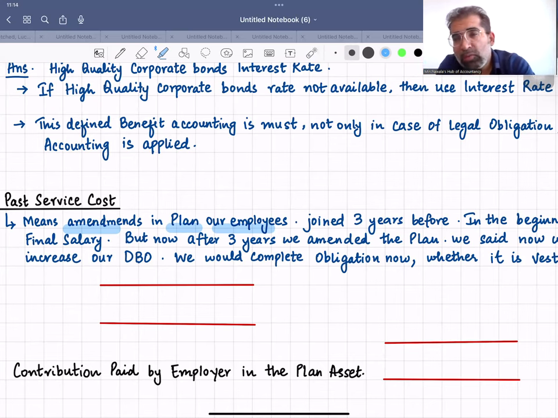Now it's the time of boom, so employees are seeing everywhere that salaries are high and the pension packages are also high. So my employee will compare his pension package with the pension packages of other companies. So definitely my employee will be demotivated. Although he can't do anything because of the legal agreement, he will be demotivated.